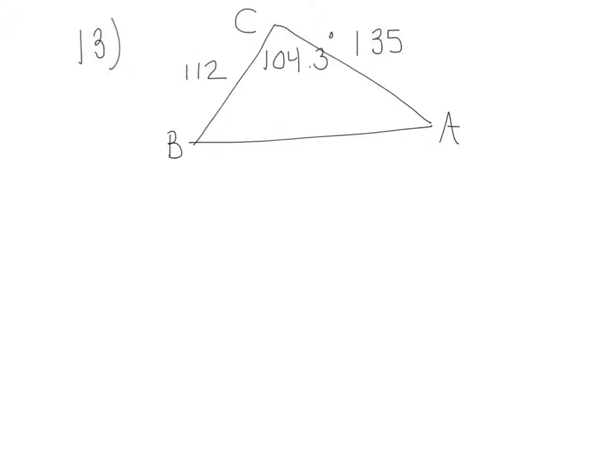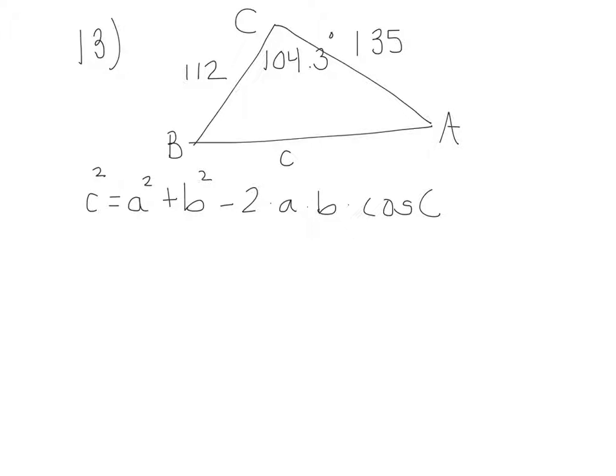This is number 13 in our exam 2 review, where we're asked to find the missing parts of this triangle using the law of cosines. And I can see I've got SAS, and that's when we know to use the law of cosines. So the first thing I'll do is find C.